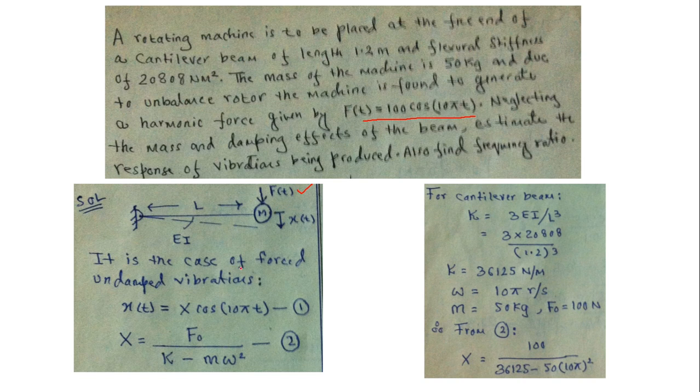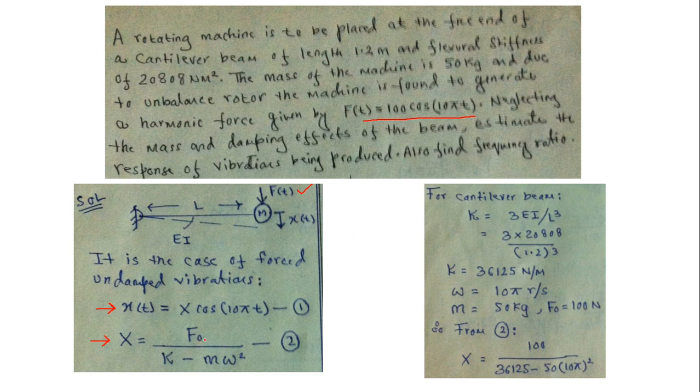So we realize that it is the case of forced undamped vibrations, therefore the response can be given by this expression 1. We all know that if we are dealing with an undamped forced vibration in which the excitation function is harmonic, then the response function will also be harmonic with the same frequency but a different amplitude X, and this X is found in terms of equation number 2. This formula is valid for the undamped forced vibration response.